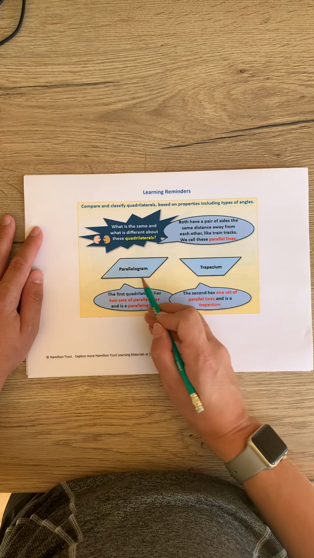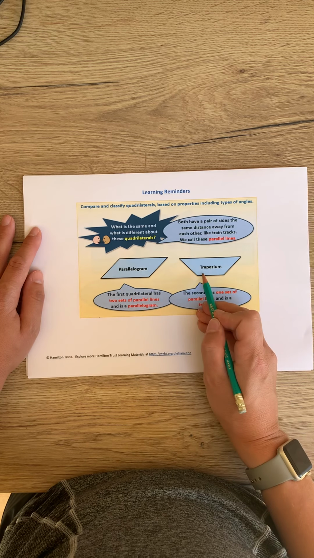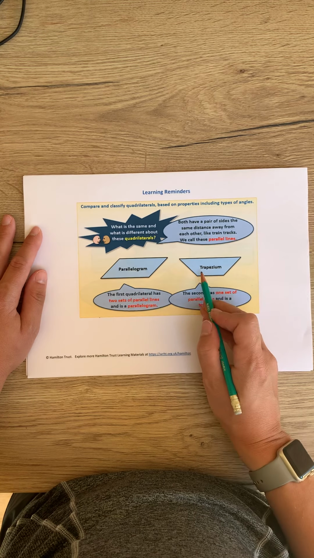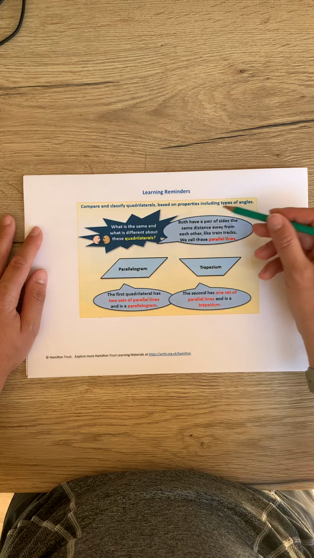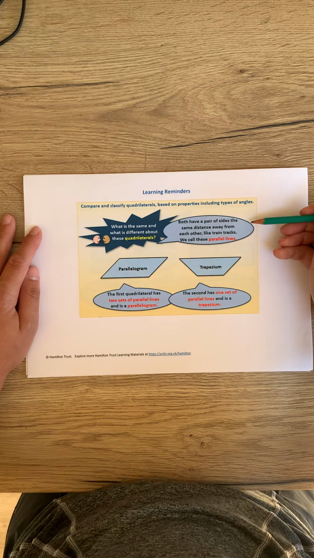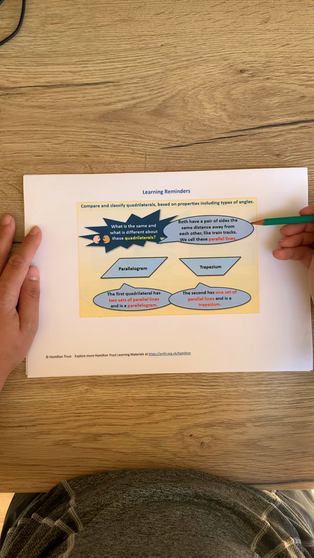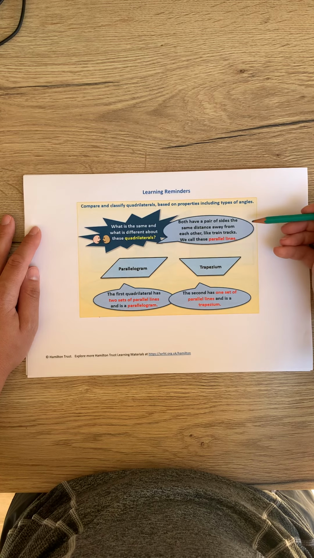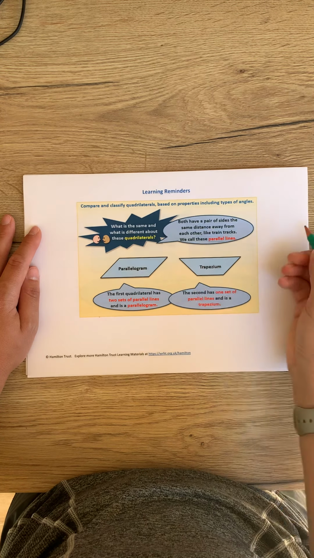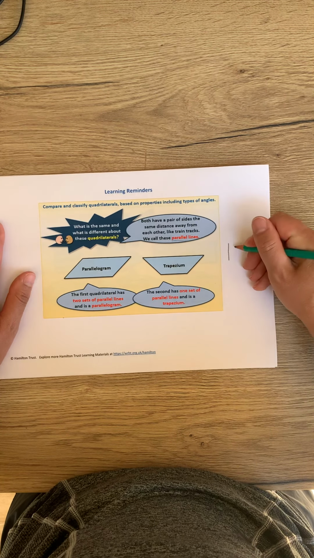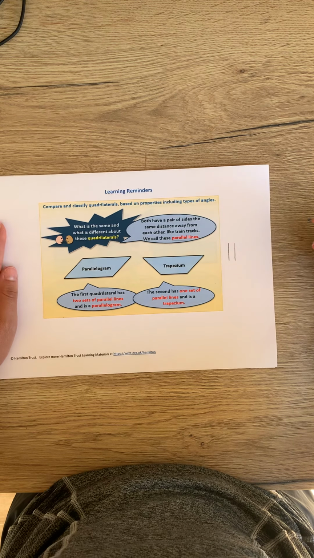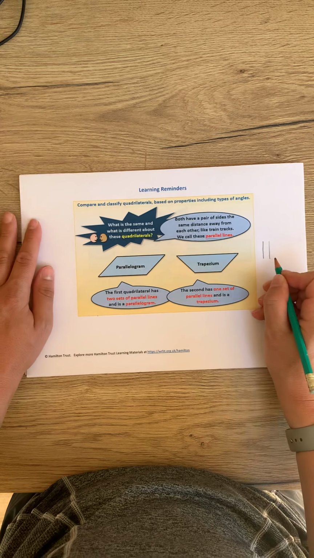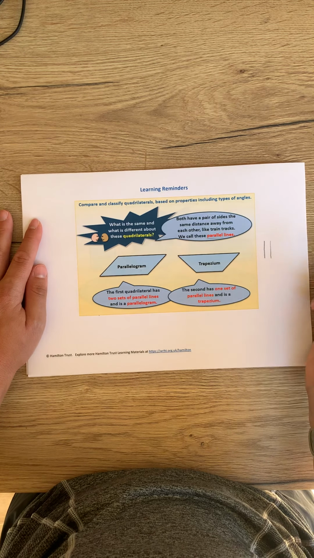So have a look at them, maybe pause for a moment and see if you can find any similarities and any differences. So similarities, both have a pair of sides the same distance away from each other, like train tracks. Now remember, we call these parallel lines. So lines that will never ever get closer together, never ever get further away. They stay a consistent amount of space, distance apart.